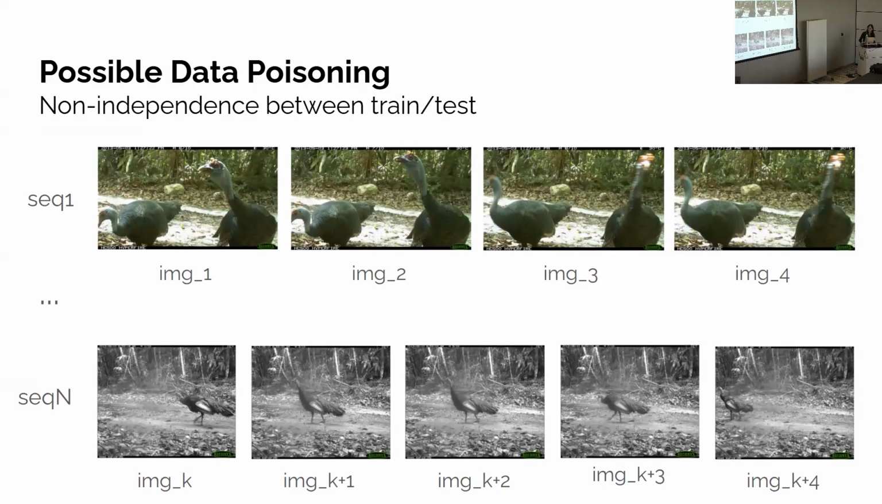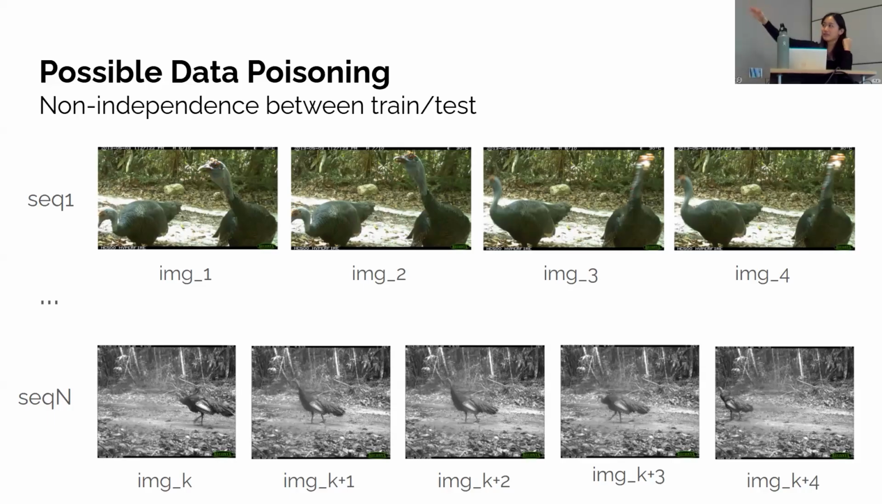And when I say non-independence between test and train set, this is one example of what I mean by that. And this is an example of possible data poisoning. I bring this up because I think maybe a lot of us here have data that's sequential by nature. That could be multiple frames of camera trap, or if people are using video models, people have sequences of videos, or someone's really excited about a bird that they saw and they just take multiple pictures because they're really excited.